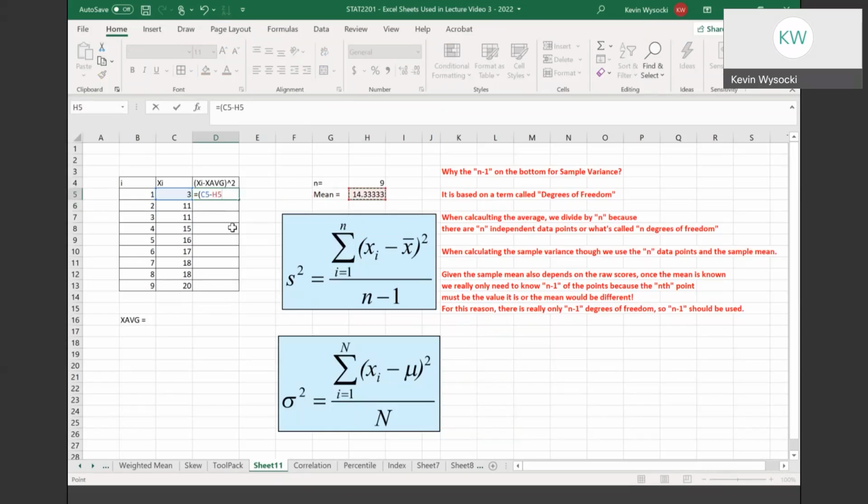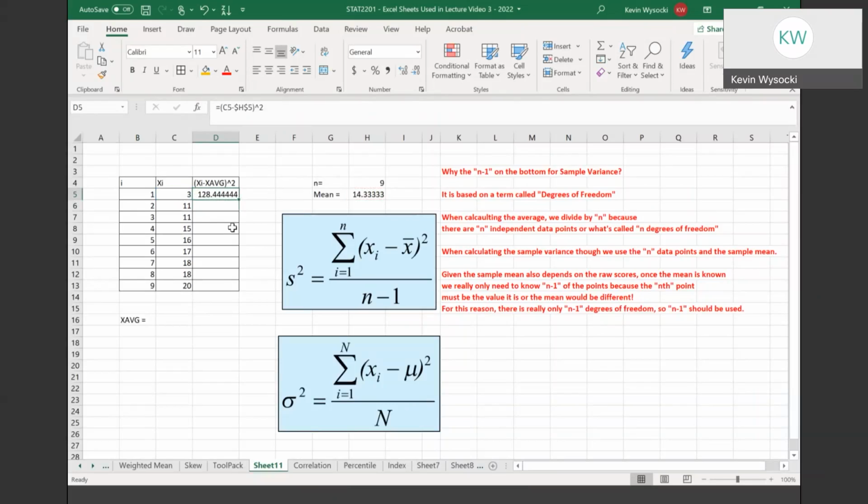Once you get to cell H5 in this example, I would hit the F4 toggle button, and you'll notice how the dollar signs came up around the H5. That again makes it an absolute reference. It's always going to keep that cell if you copy the formula. End bracket, and then we want to raise it to the square. So you use the caret above the 6 and hit 2.